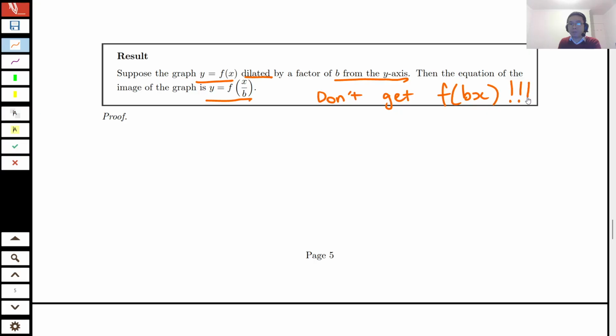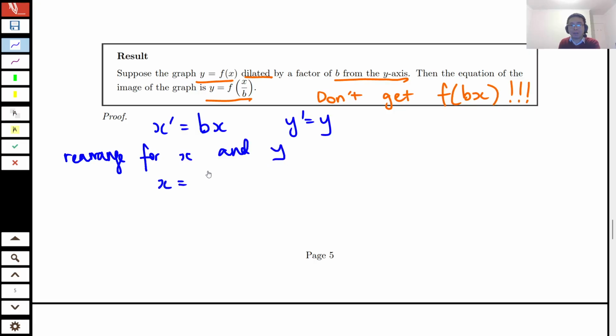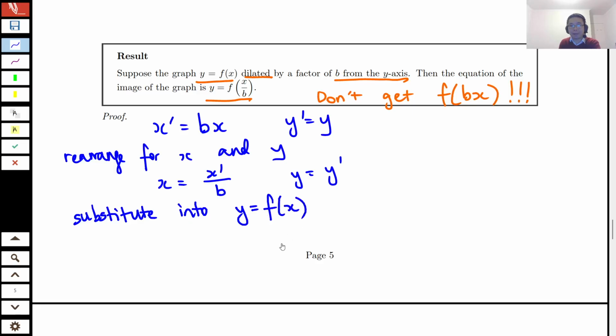This is really important because it's a common mistake that students make. If I dilate by a factor of b from the y-axis, my x value is now b times x, and my y value hasn't changed. So if I rearrange for x and y, I get x equals x dash divided by b, and y equals y dash. Let's now substitute this into y equals f of x. What I get is y dash equals f of x dash divided by b.